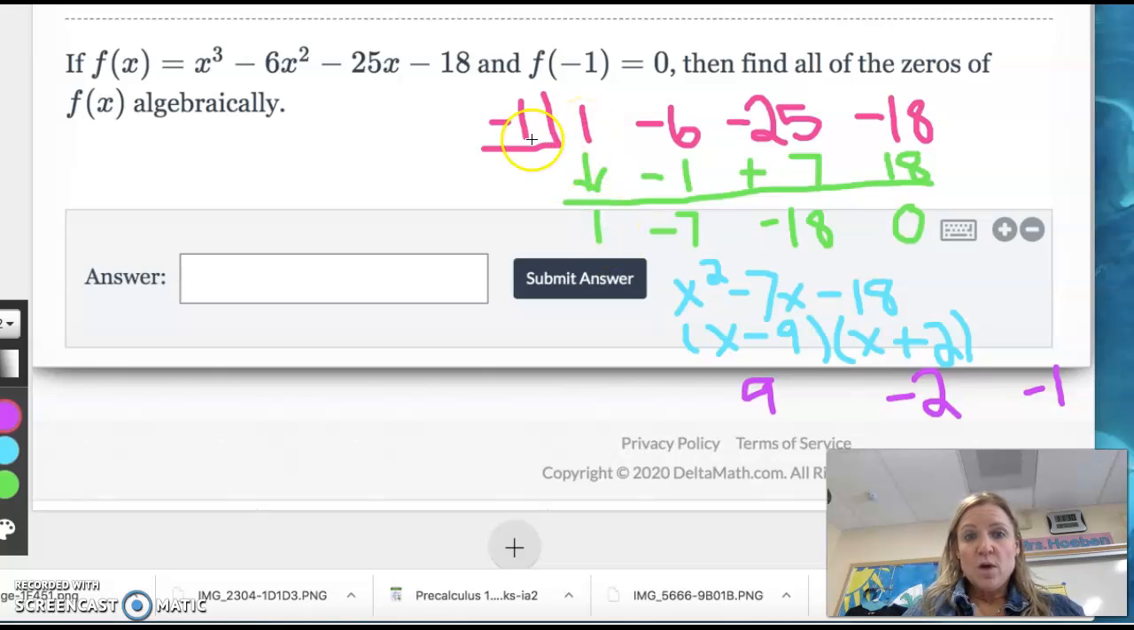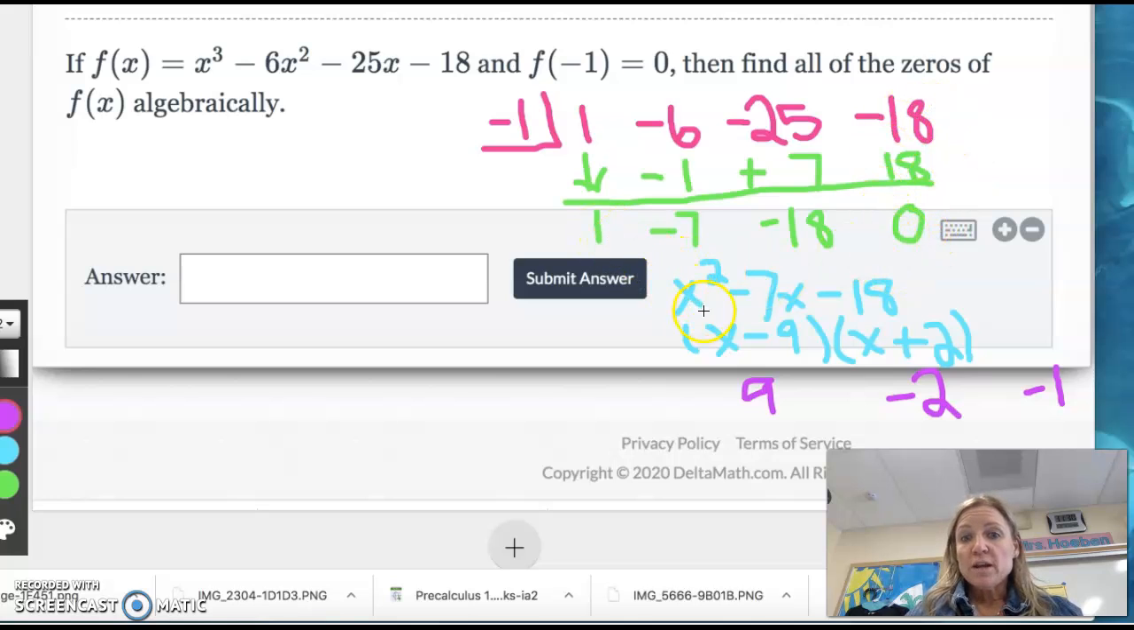So we'll bring down the 1. -1 times 1 is -1. -6 plus -1 is -7. -1 times -7 is +7. -25 plus 7 is -18. And -1 times -18 is +18. These are opposites, they go to 0. And then you make your trinomial.